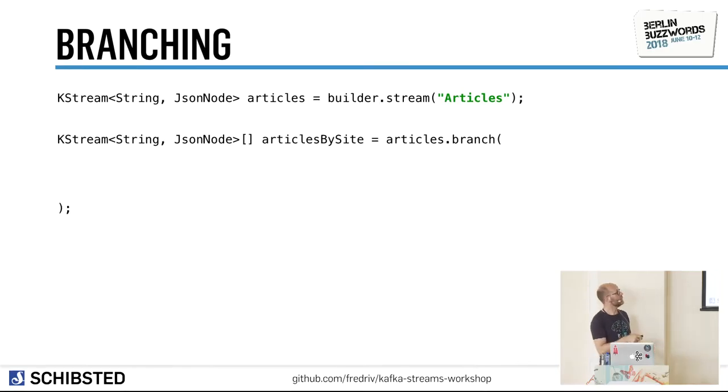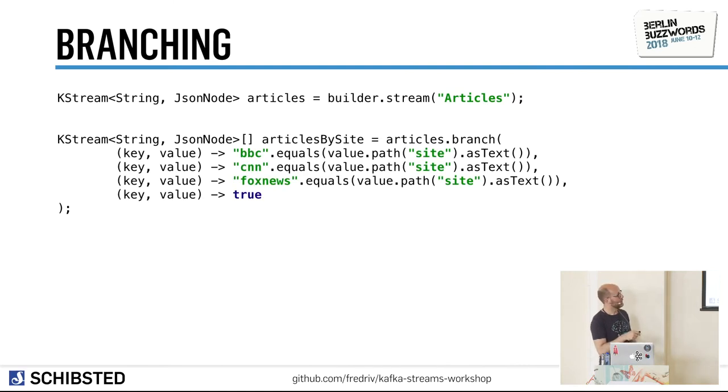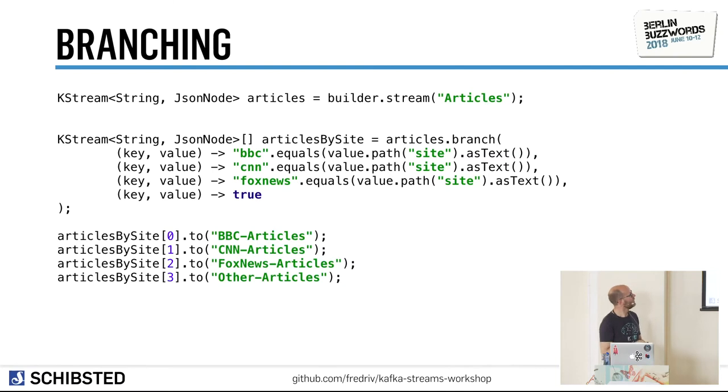The final basic thing that I wanted to mention is that you have support for branching of events, if you want to split your events into multiple streams. You can do that. You just call the method branch, and you provide it with a set of predicates. And it will return an array of streams. So in this case, I want to split my events into streams for articles from BBC, CNN, Fox News, and then whatever is not covered by those. So I will get back 4 streams. These are just regular streams, so I can write those out to different output topics, for example.